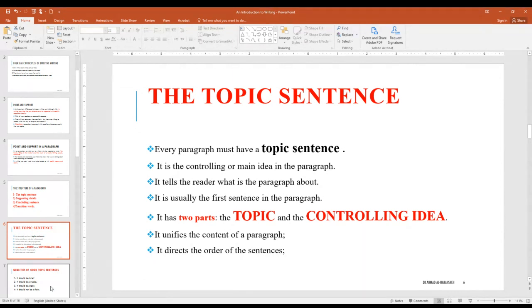It should be one sentence, and it should deal with one idea only. So the topic sentence should have only one idea. If it has more than one idea, this is not a topic sentence. You have to rewrite it again in order to make sure that your topic sentence has only one idea.